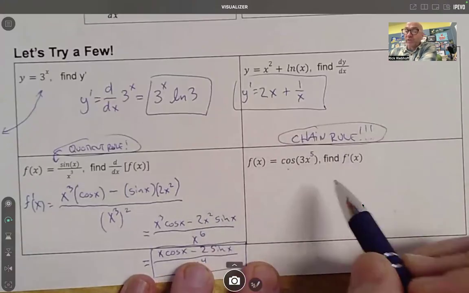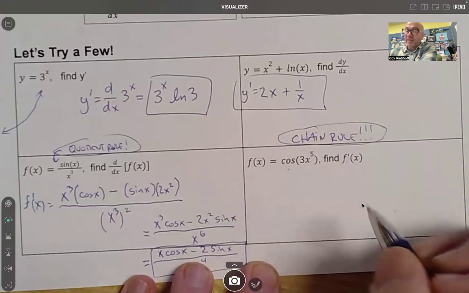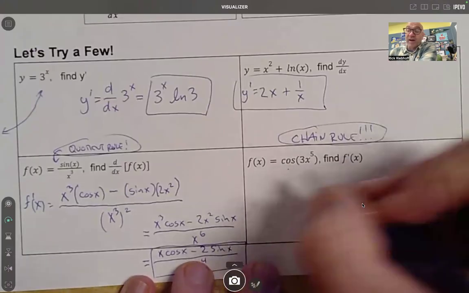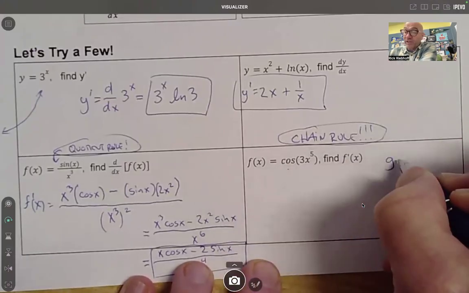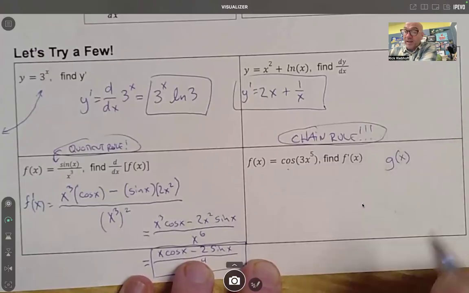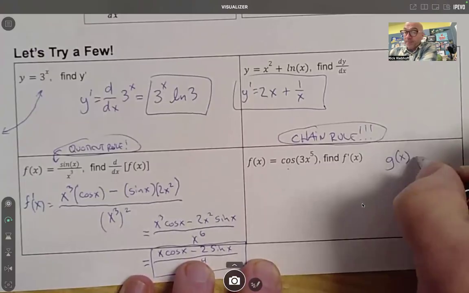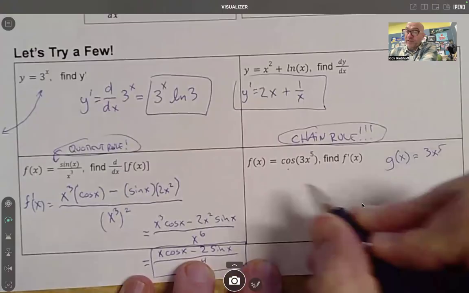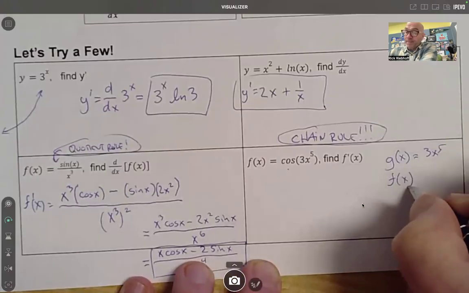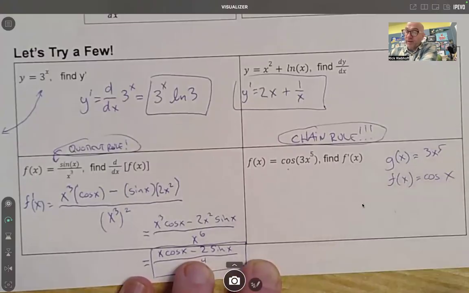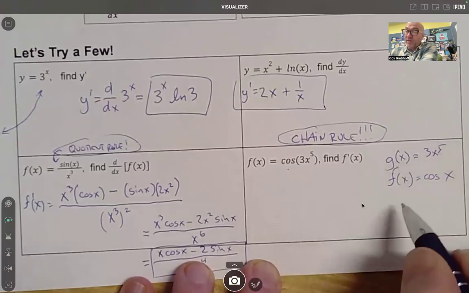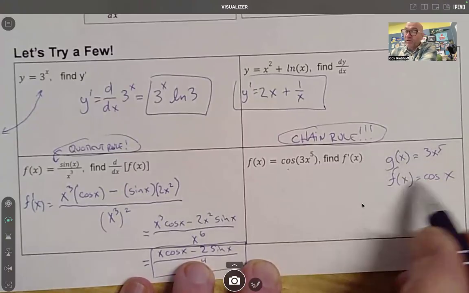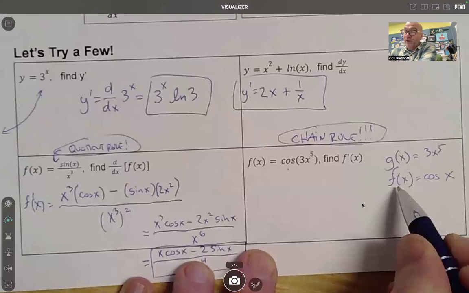So chain rule says I need to find the inside and the outside. So g of x is going to be my inside. What's inside? That's 3x to the fifth. What's outside? That's cosine of x. So I take the derivative of the outside. What's the derivative of cosine of x?